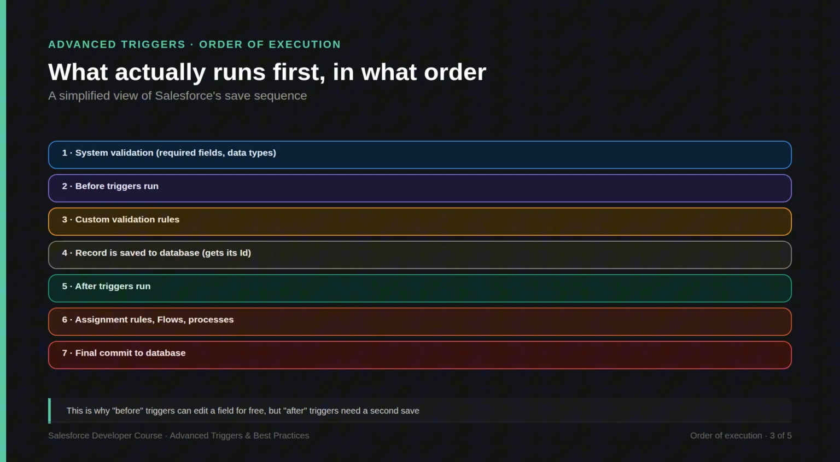Let's clear up some confusion about timing. When you save a record, Salesforce runs through a specific sequence. First, basic system checks. Then, your before triggers run. Then, validation rules. Then, the record actually gets saved to the database and receives its ID. Then, your after triggers run. Then, automations like flows. And finally, everything gets committed for good.